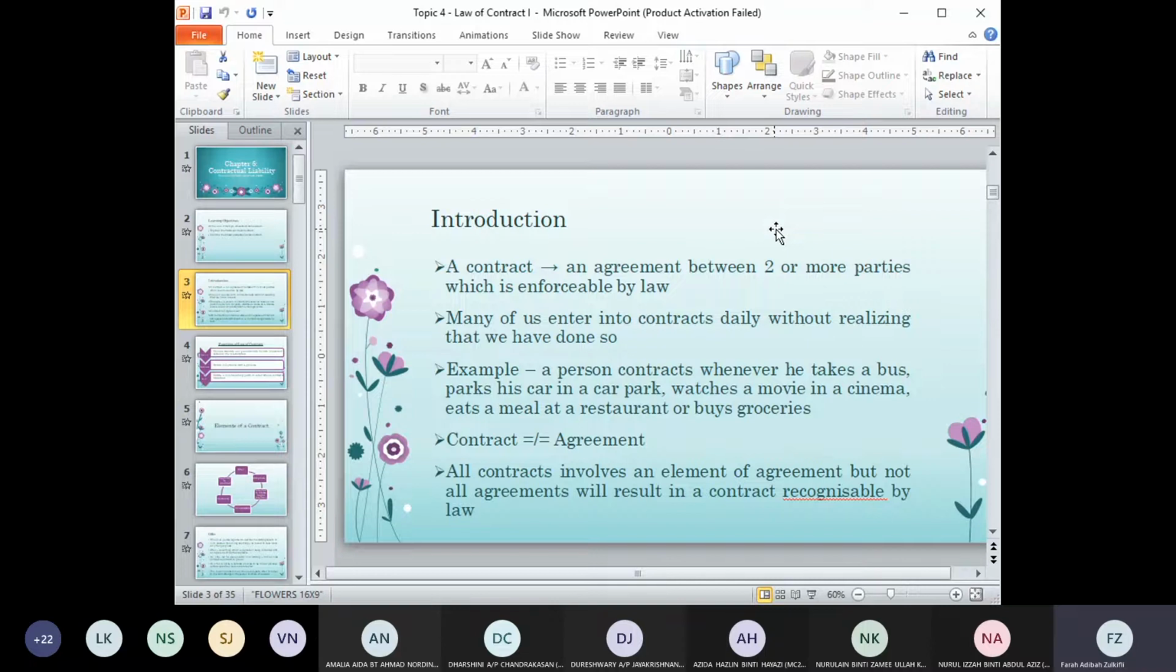Sometimes, whenever you have an agreement with anyone else, or maybe it can just be by conduct, it is still a contract. So a contract is the same as an agreement, an element of agreement. You must agree to do something or not to do something to result in a contract recognizable by the law.